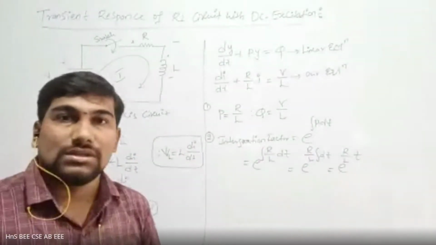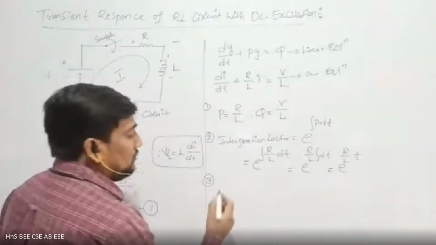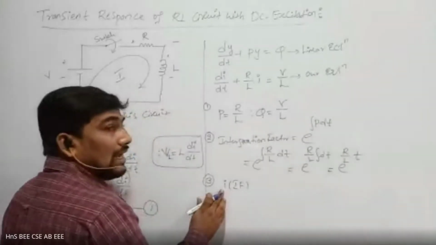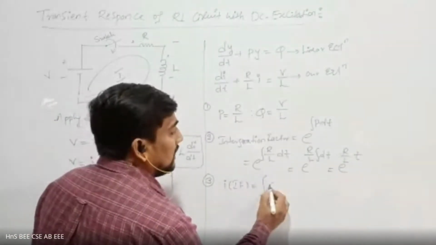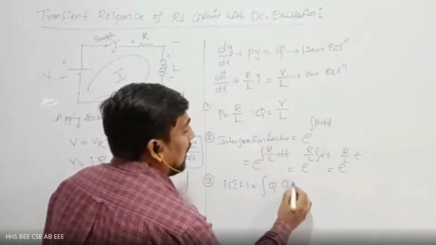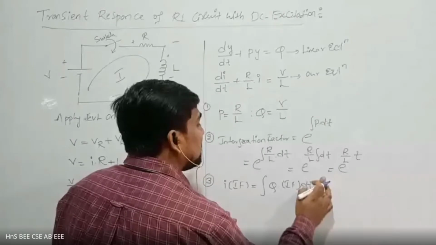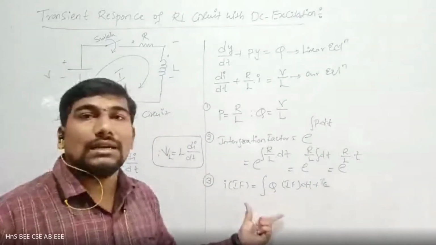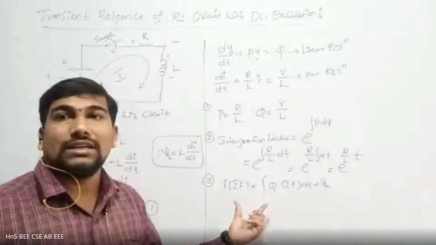Now coming to the third step. Sir, what is the third step? The third step is I into IF. What is I? Current. IF is nothing but the integration factor, equal to the integration of Q into IF into dt plus C. This is dt plus C or dt plus K, both are the same. This is the general form of the general solution of a linear equation.